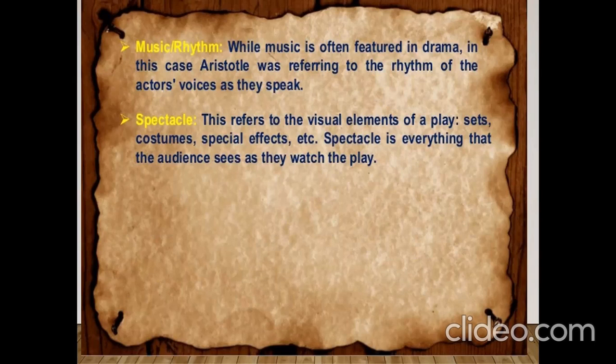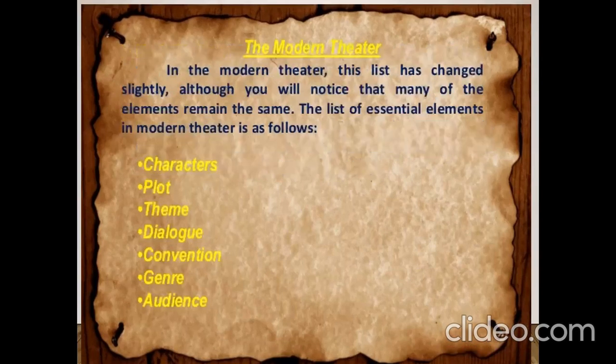And at the time of writing, when we depict some idea, we do not discuss these, we discuss something else. Now see what is the modern theater, modern drama or modern play, or the demand of your novels. In modern theater, this list has changed slightly, although you will notice that many of the elements remain the same. The list of essential elements in modern theater or drama or play, or even in a novel: characters, plot, theme, dialogue, now convention, genre. We need to check which genre we have for an audience.